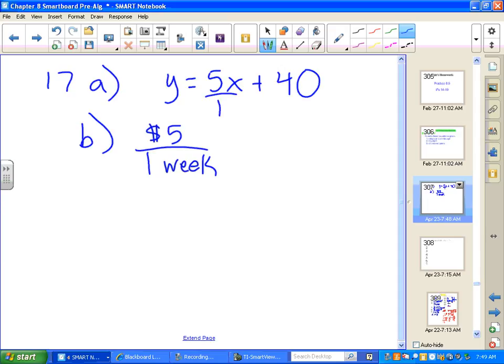Remember, guys, the slope really has a 1 on the bottom, okay? And it tells you in the problem, $5 in the jar every week. Okay, so what does the y-intercept mean if that's what the slope means?